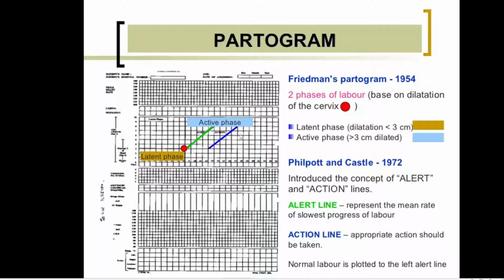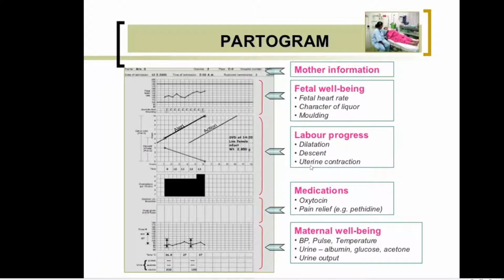Normal labor is plotted to the left of the alert line. In the partogram, we present first of all the mother's information: name, surname, gravidity (how many pregnancies), parity (how many labors), the date and term when she was hospitalized in the labor room, and the time when rupture of the amniotic membranes happened, if it happened before.